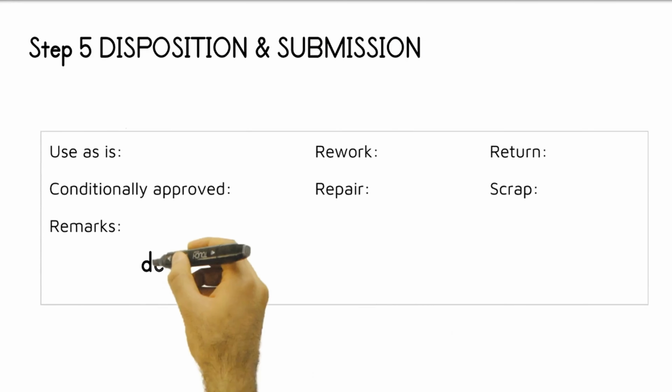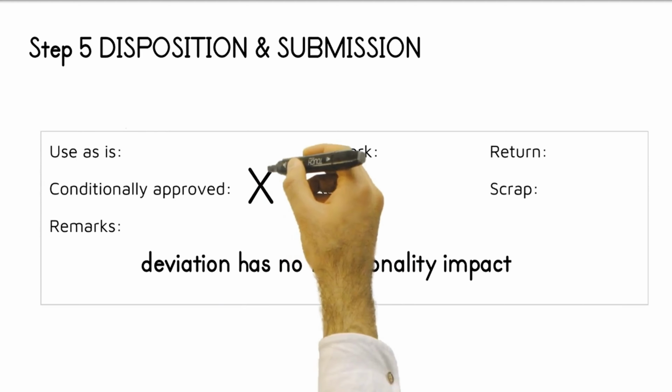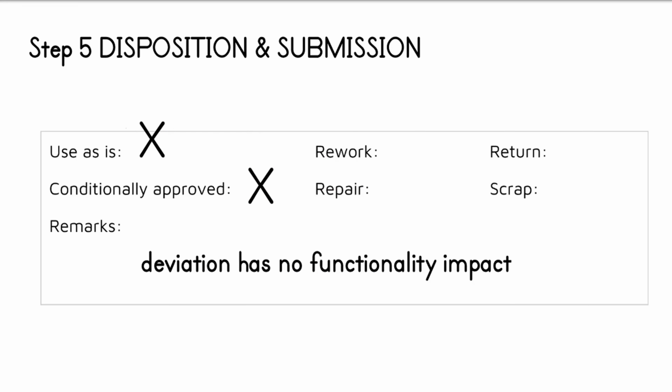Step 5. Disposition and submission. Propose what you want to do with the parts: use as is, rework, return, repair, scrap. In our case, let's say it can be conditionally approved, so we tick use as is.